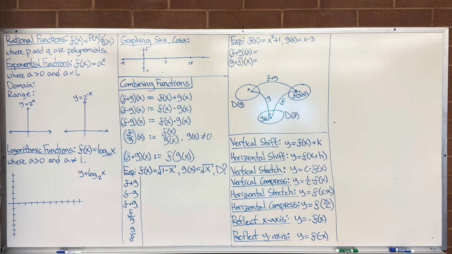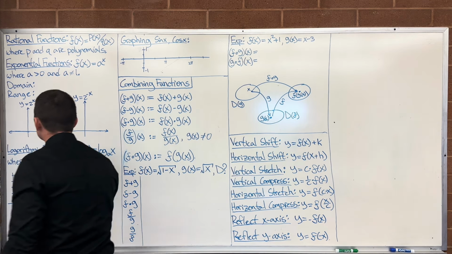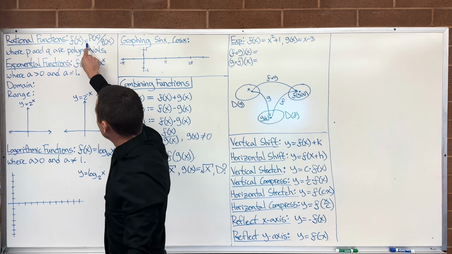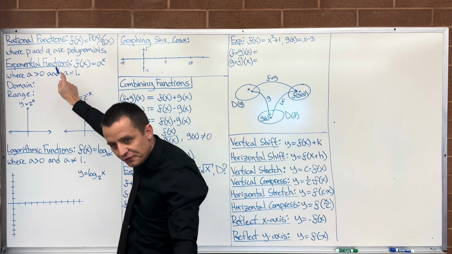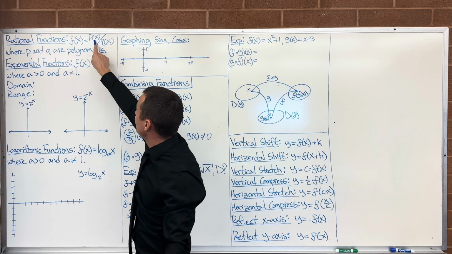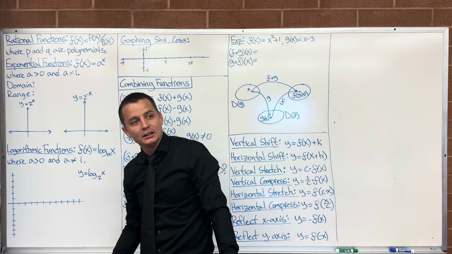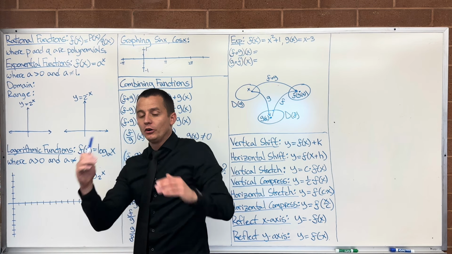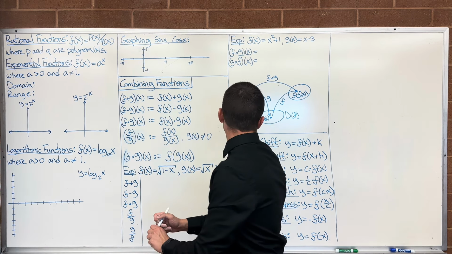All right. Next, we move on to rational functions. What's a rational function? F of x is a rational function if it's equal to p of x over q of x, where p of x and q of x are both polynomials. So a polynomial over a polynomial is a rational function.